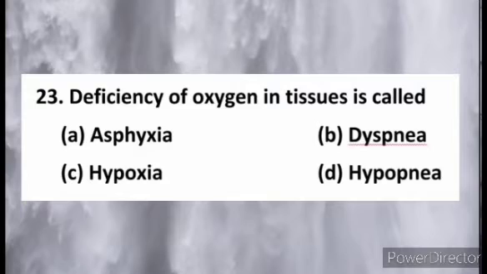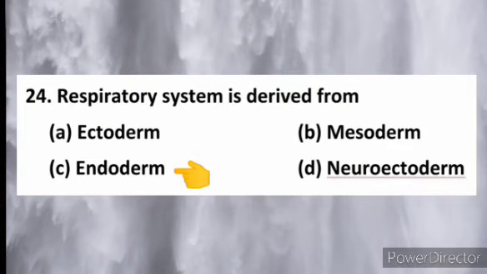Question number 23. Deficiency of oxygen in tissues is called? The answer is option 3, hypoxia. What do the other options mean? Option A, asphyxia, means increase in carbon dioxide in tissue. Option B, dyspnea, means difficulty in breathing. The last option, hypopnea, means decrease in rate of breathing. These are the meanings of hypopnea, dyspnea and asphyxia. Hypoxia is the deficiency of oxygen in tissues. The answer is hypoxia.